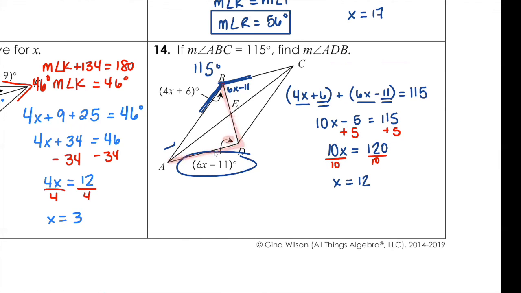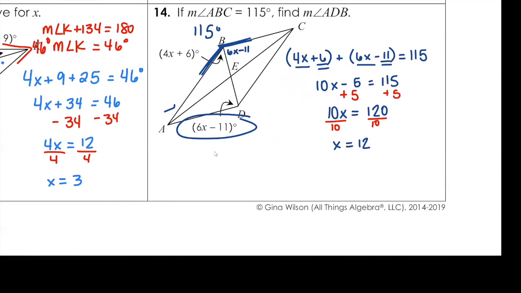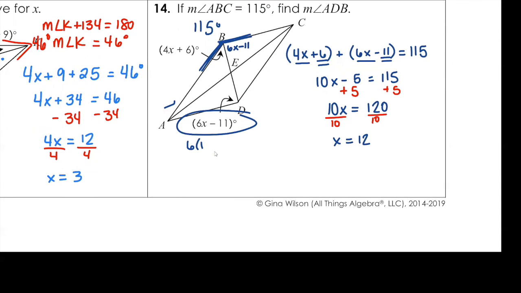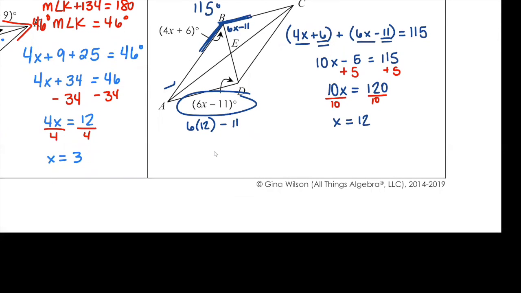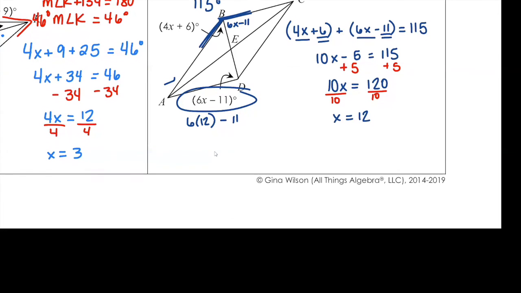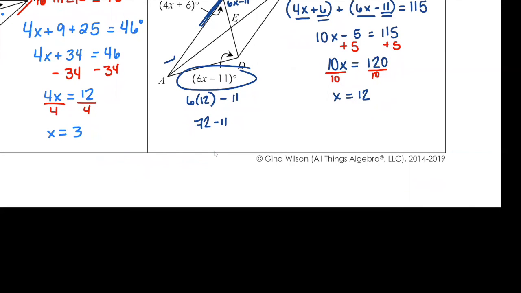So what are we going to do with that 12? We're just going to plug it back in. 6 times 12 minus 11. 6 times 12 is what, Brock? 72. 72 minus 11 is 61.